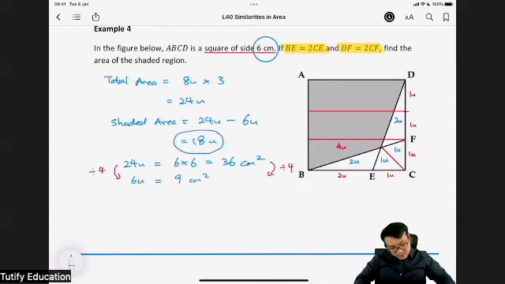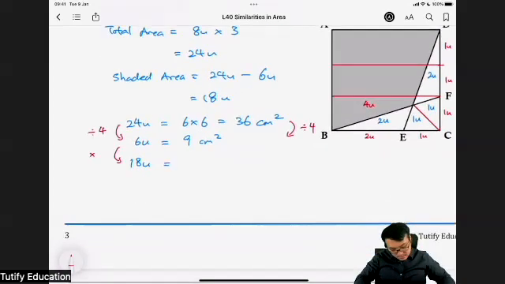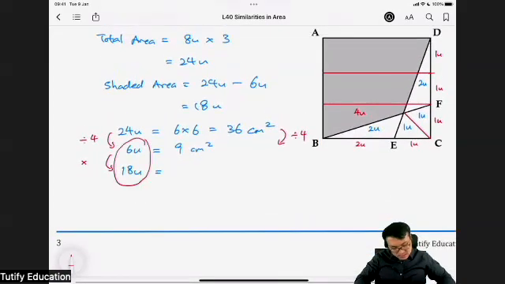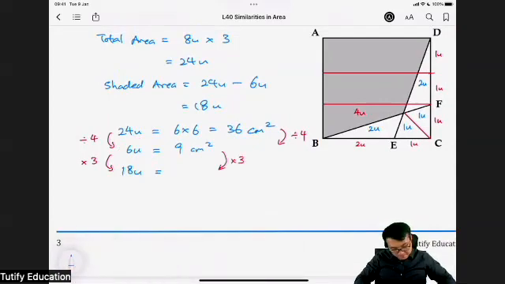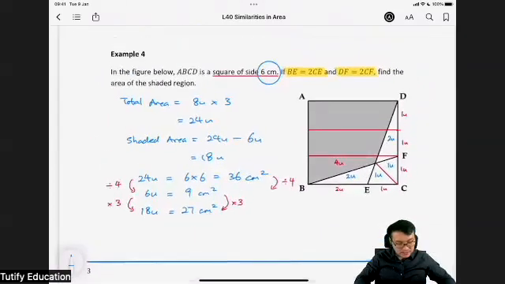Now you can find the shaded area, 18 units. 6 times what is 18? 6 times 3 is 18, right? So now you want to find the area. What do I get? 27. Well done. Good job, Ben.